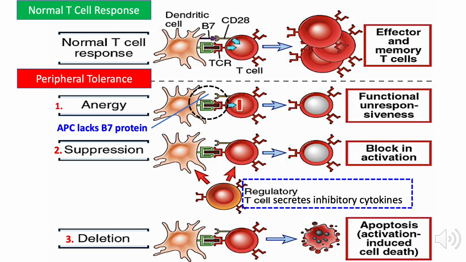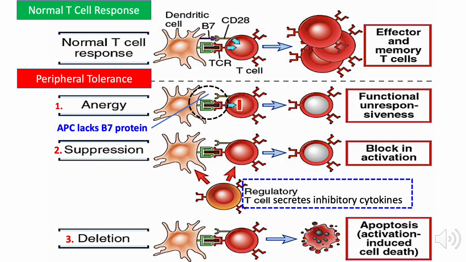Some of the self-reactive T cells are not killed in the thymus, as not all types of self-antigens are expressed by medullary thymic epithelial cells. They escape the clonal deletion process. Therefore, peripheral tolerance is necessary to block the expression of self-reactive T cells. Three mechanisms are involved in peripheral tolerance.